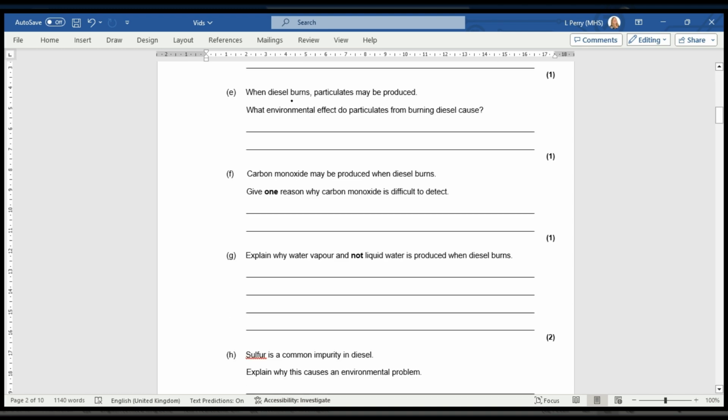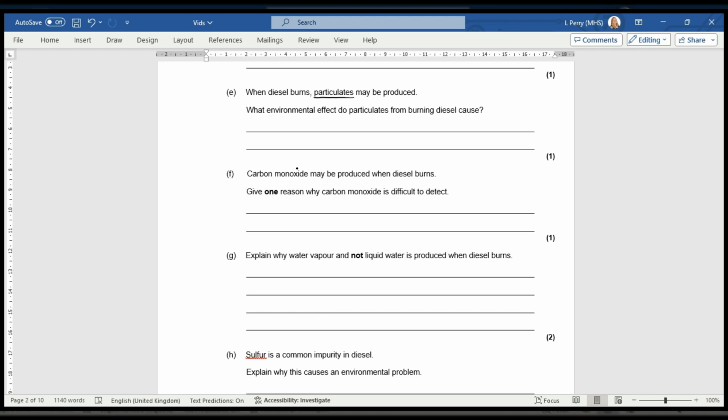When diesel burns, particulates may be produced. What environmental effect do particulates from burning diesel cause? Now, again, this one does require a little bit of knowledge. Particulates are just little particles. That's it. But they're little particles like in smoke and things.